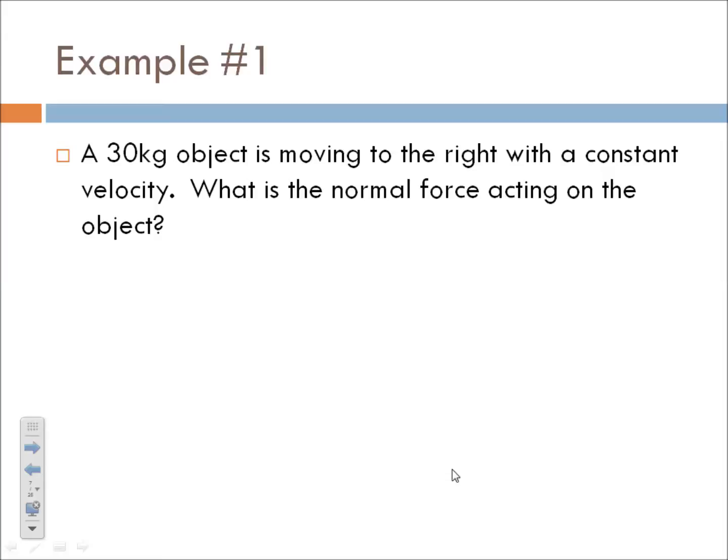All right. So in our first example here, we have a 30-kilogram object that's moving to the right with a constant velocity. What is the normal force that's acting on the object? All right. So every one of these problems, we're going to start the same way.